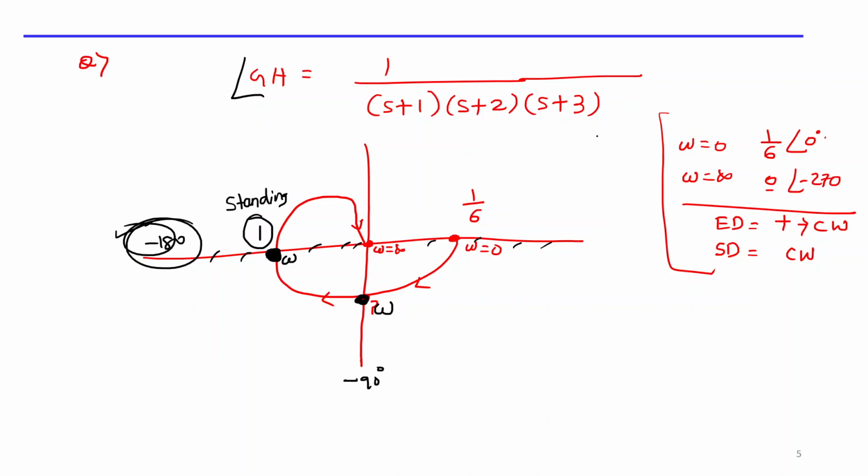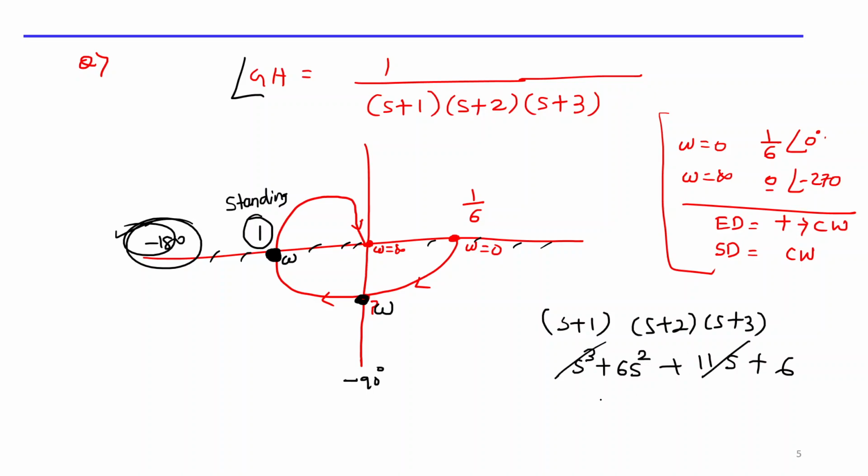Imaginary terms, I told you, are nothing but the odd terms. So first of all, take s plus 1, s plus 2, and s plus 3, and multiply these three. You will get s cube plus 6s square plus 11s plus 6. If you want to find any value on the real axis, make the imaginary terms, that is the odd terms, equal to 0. So s cube plus 11s, make it 0. Then s square plus 11 equal to 0.